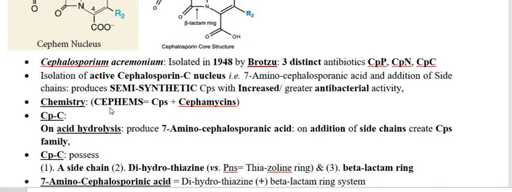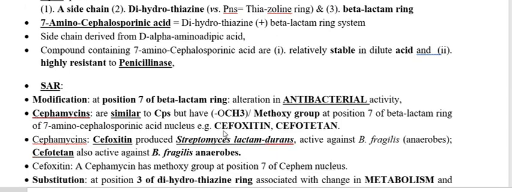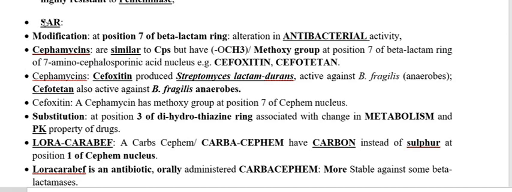Now we have to go through this one. We already discussed this. From cephalosporin C, on acid hydrolysis we receive 7-amino cephalosporanic acid, and with addition of a side chain we receive the semi-synthetic cephalosporin. So this is about cephalosporin C, the side chain, the dihydrothiazine ring and the beta lactam ring. And SAR stands for structure activity relationship, which we mentioned earlier.